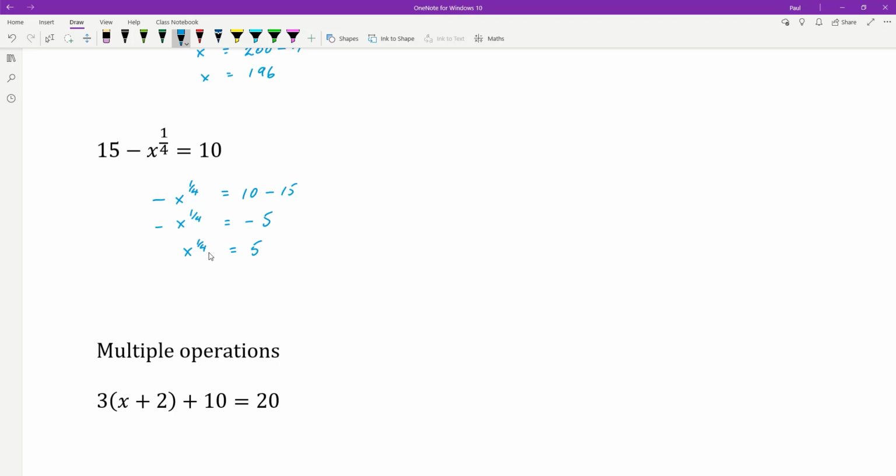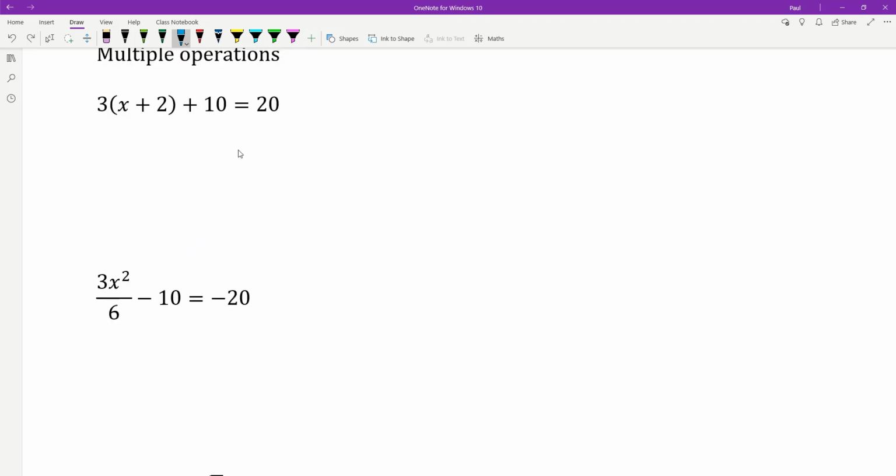Now I need to move that power of a quarter to the other side, so I inverse it, so I flip the fraction upside down. So that will be 5 to the power of 4 over 1, but we don't write the 4 over 1, we just write the number 4. And 5 times by itself 4 times is equal to 625.